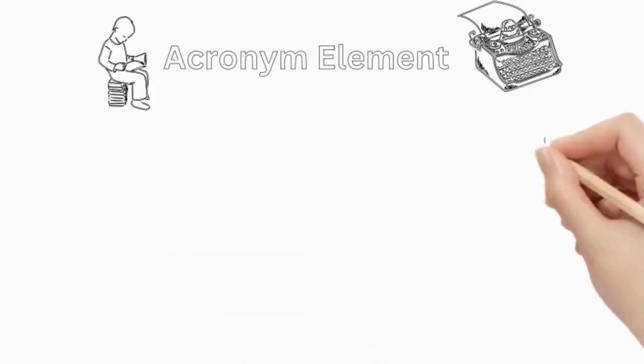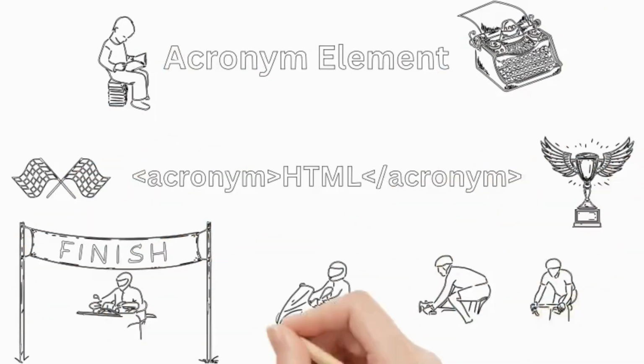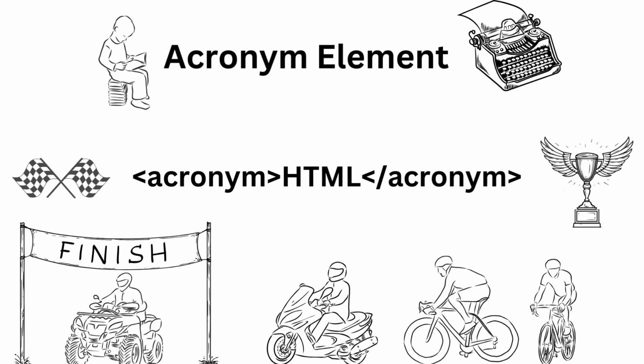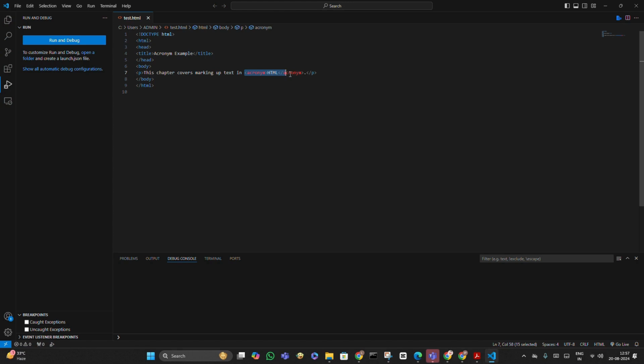The acronym element allows you to define text as an acronym. Although most modern browsers don't visually distinguish the content within an acronym tag, it's still a useful semantic tool. Let's see an example. This code will display this chapter covers marking up text in XHTML. Even though the acronym isn't visually different, it helps provide context to screen readers and search engines.